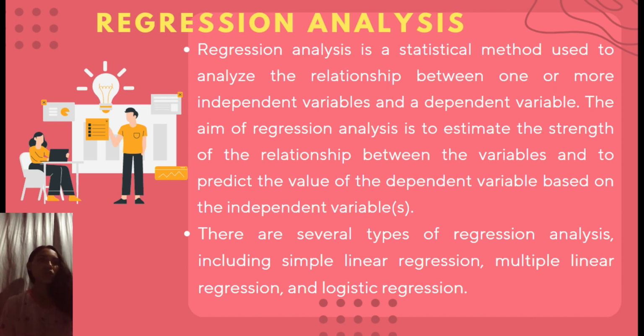So the regression equation is typically derived using a method called least squares regression, which involves minimizing the sum of the square differences between the actual and predicted values of the dependent variables.